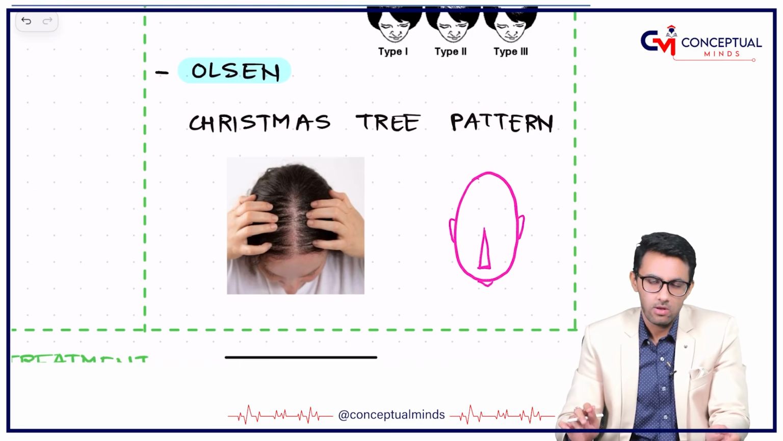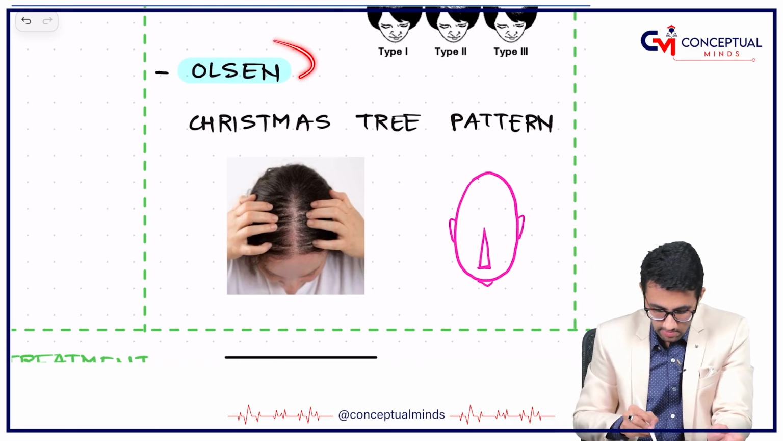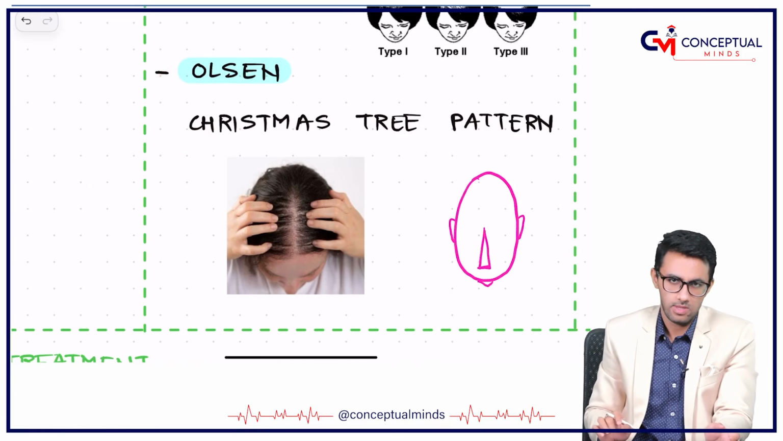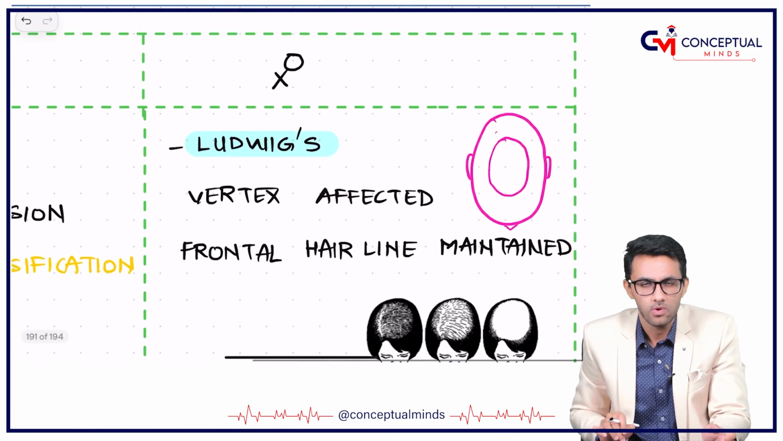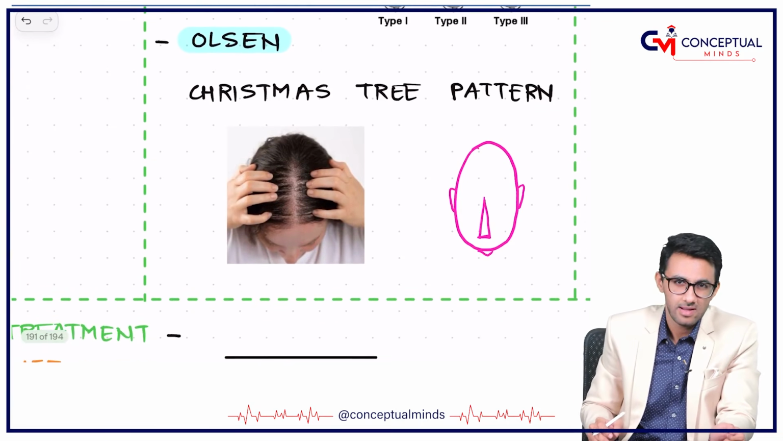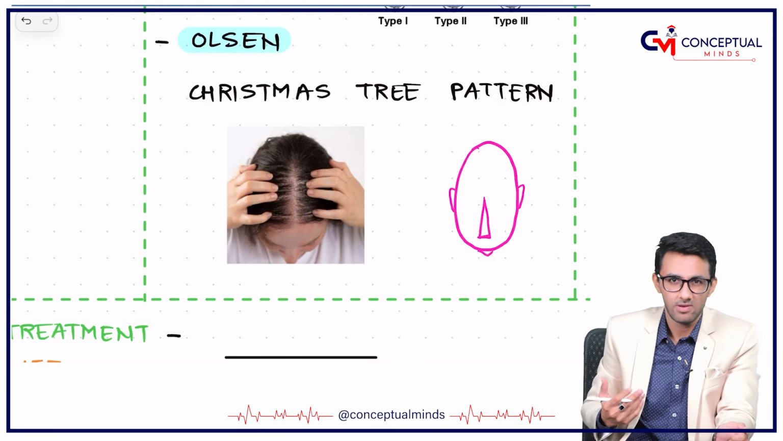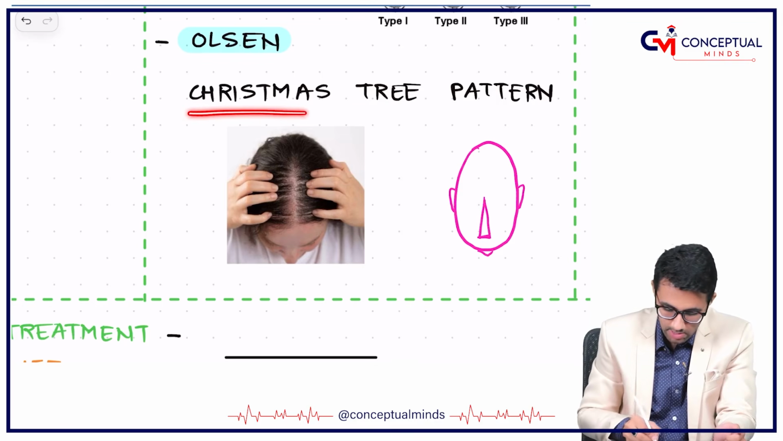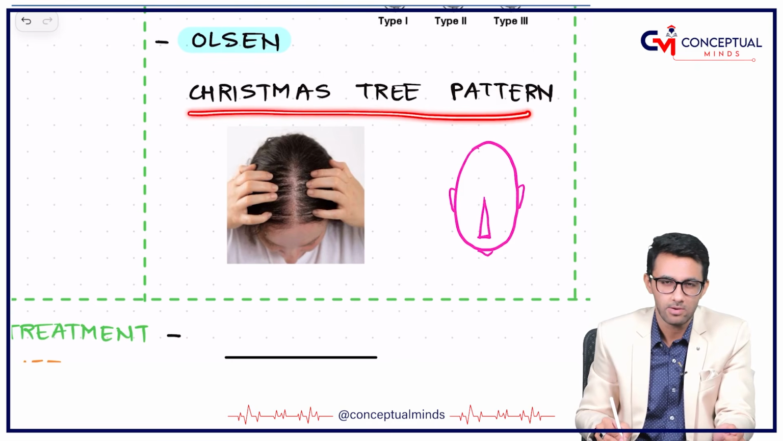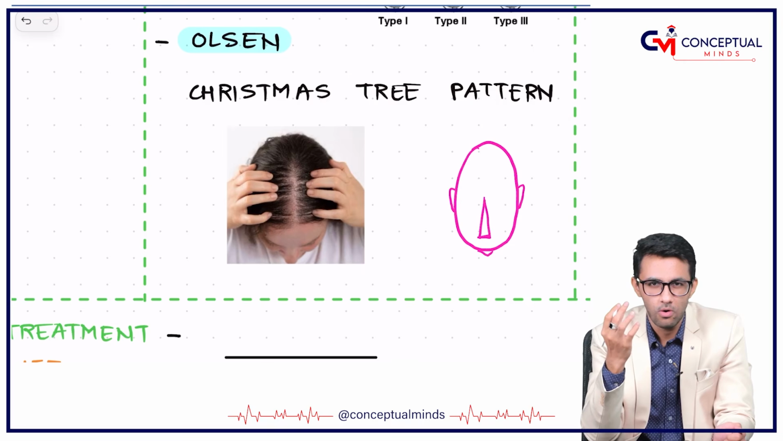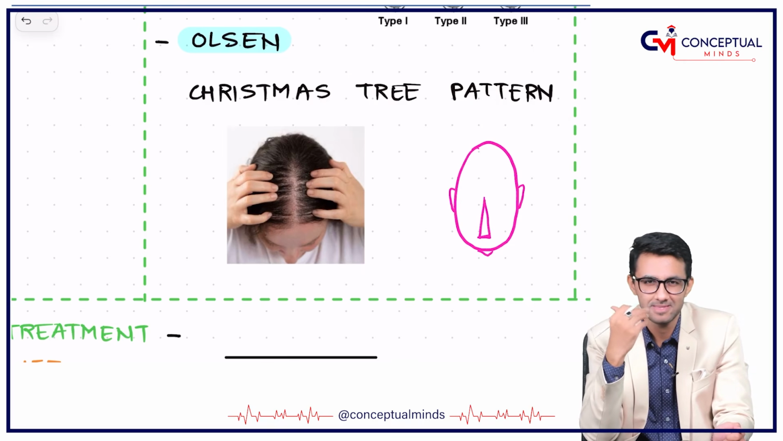Coming to the hair loss pattern in the female, we were discussing the Olsen pattern, that is the Christmas tree pattern. We should remember this: the Ludwig and the Olsen. How I remember it is a not-so-good way, but it definitely works for me and my friends. In Christmas, we have Santa Claus, and whenever there is Santa Claus, there is a sound like ho ho ho ho.